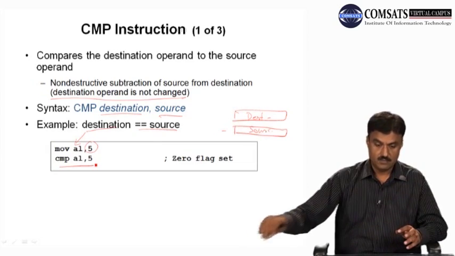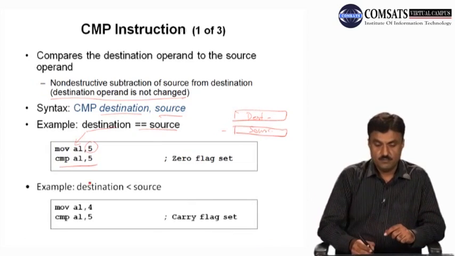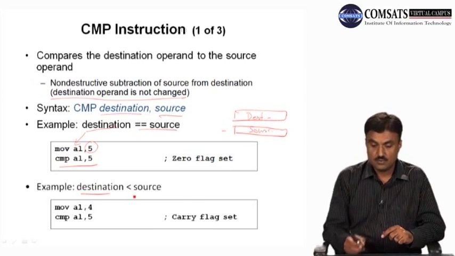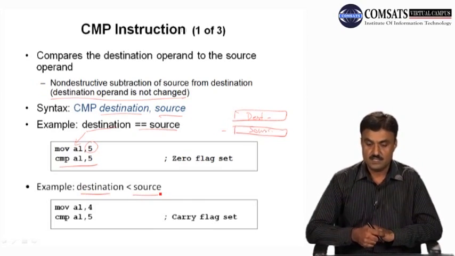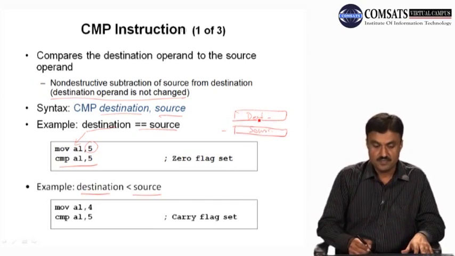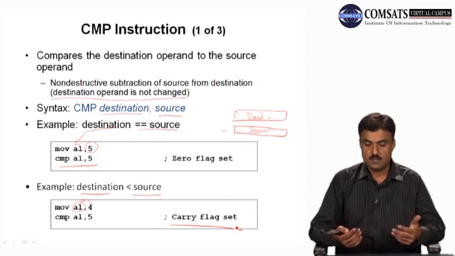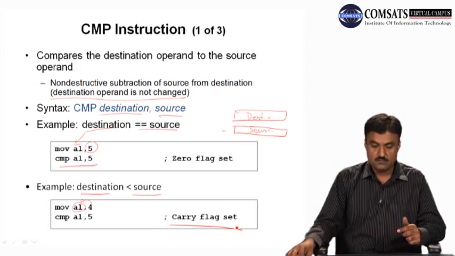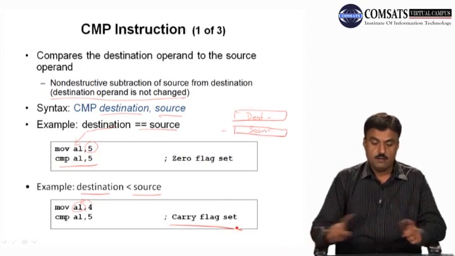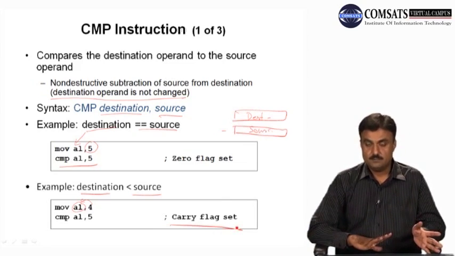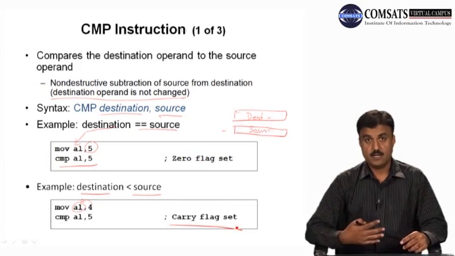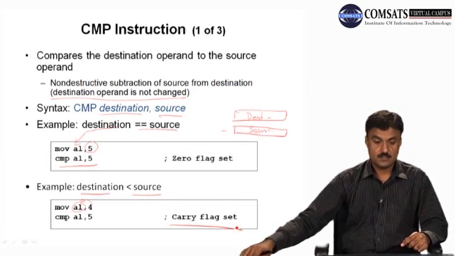So this is the first case. The next is, for example, if the destination is less than the source. AL is assigned the value 4, and we are subtracting 5 from 4. So the carry flag will be set, as the carry serves as a borrow, and there will be no change in AL. Now we will move toward the next example. What is inside this next example?